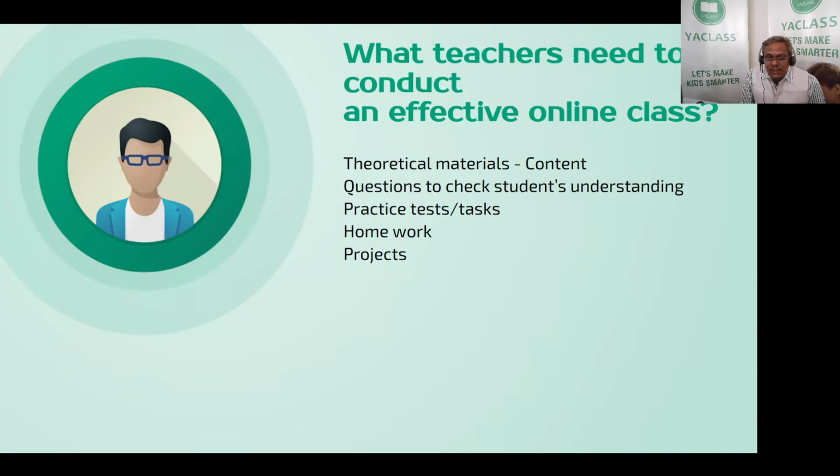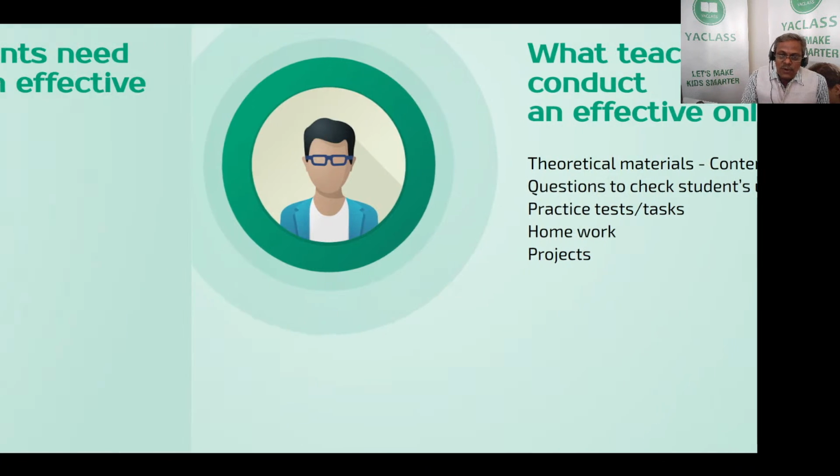Okay, so we have to transact that material, content material, and we have to check the students' understanding through asking questions and practice test. We have to conduct practice test and task. We have to assign homework. We have to give projects, individual projects. If possible, group projects also you can do nowadays, because they are connected socially. They can do something, they can take a picture, send it to their friends, and the friend can do the rest of the work. So to make an online classroom more effective, these are all the things required.